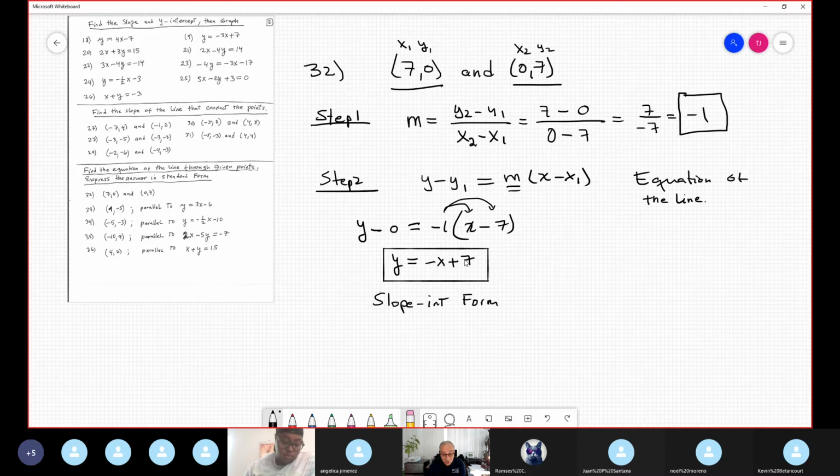This is slope-intercept form. However, in the problem, I don't know why, they ask me for standard. They want the answer in standard form. Okay, no problem. I rearrange. Look, I move x to the left. y stays on the left. 7 stays on the right. And this is the standard form.